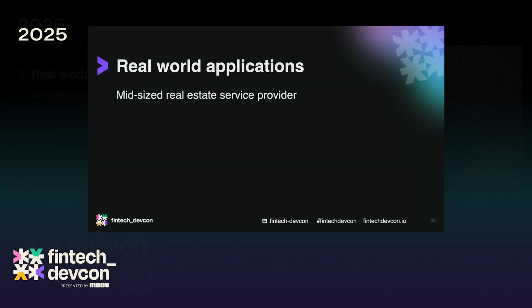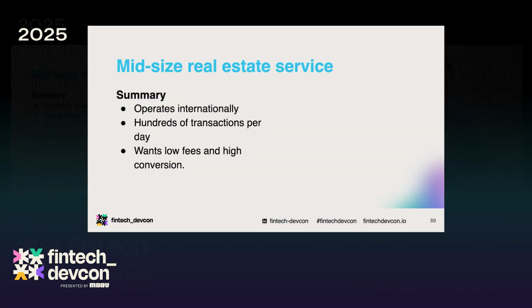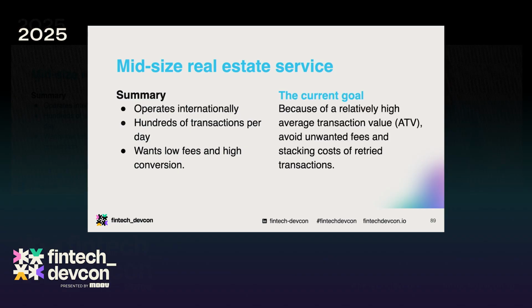That was the first. For the second one, I wanted to look at a smaller merchant, a mid-sized real estate service provider. What's interesting about them is they operate internationally, but they don't do millions of transactions per day. They do a couple hundred per day. And what they want is just low fees and high conversion. They have something unique, and that is that their average transaction value is pretty high. So you can also imagine that fees on these are pretty high, and they really do not want to retry if that's not necessary.